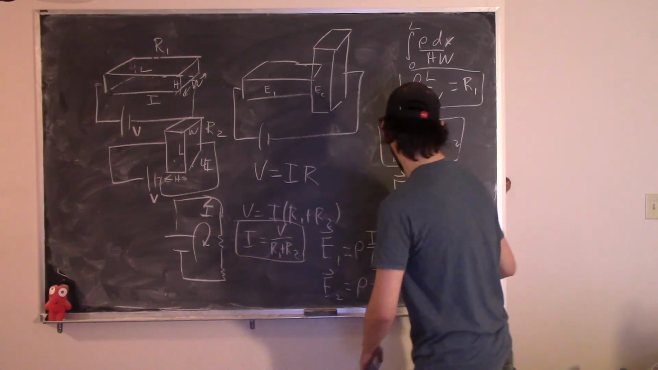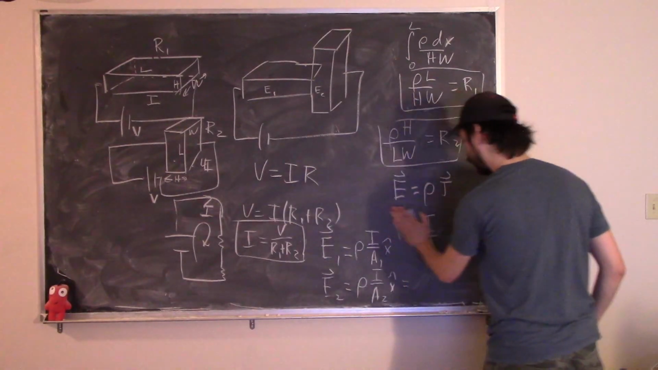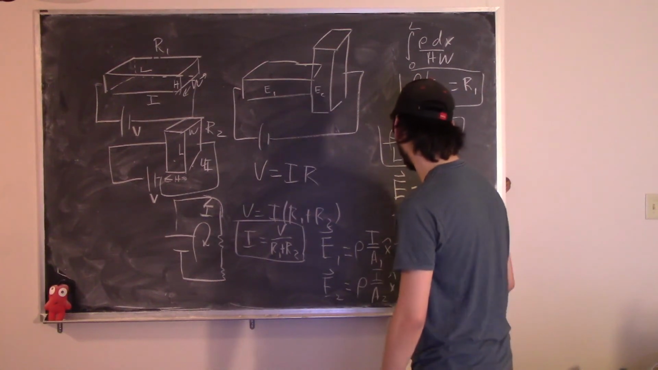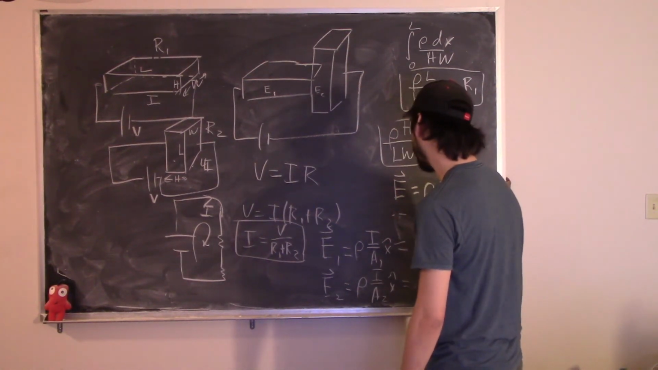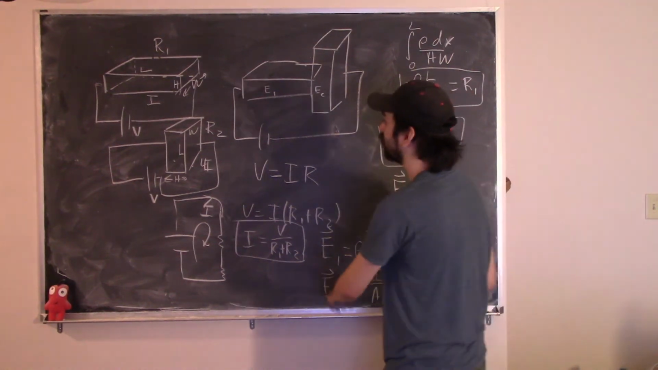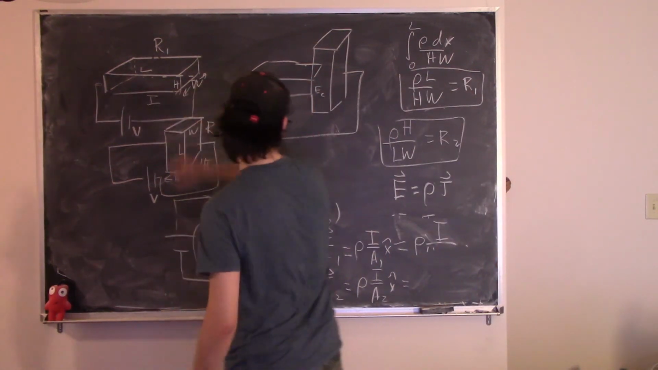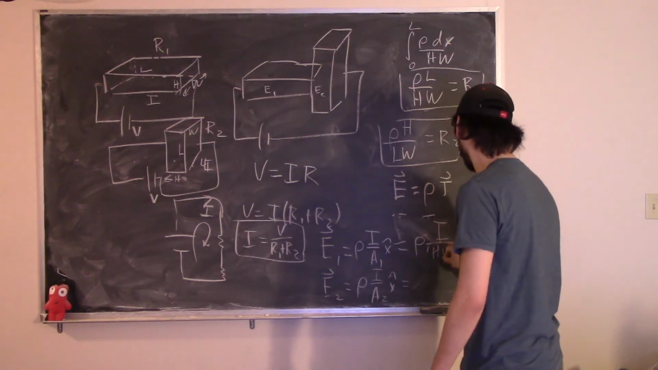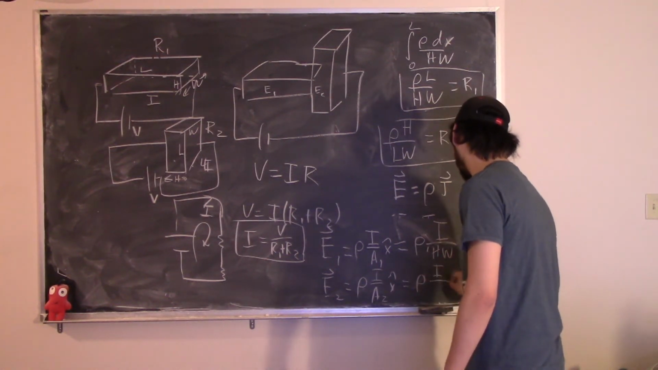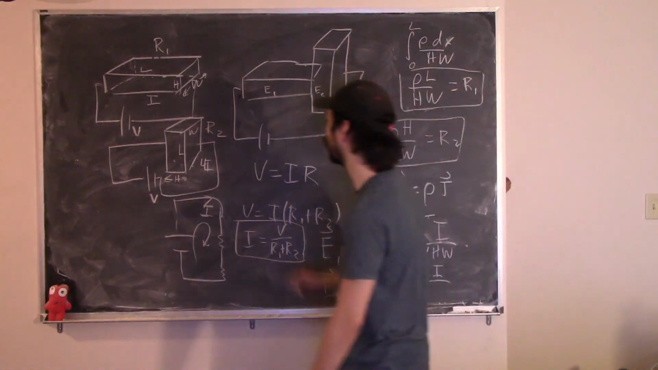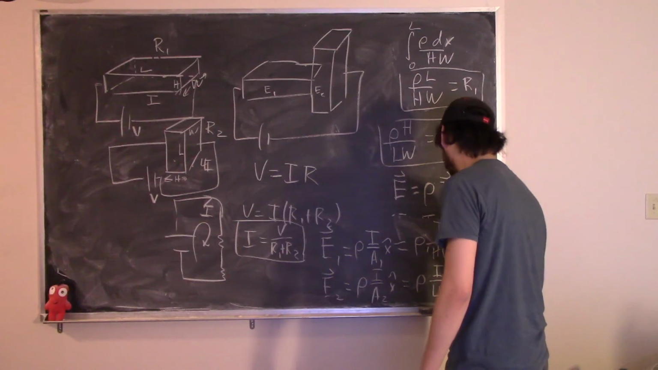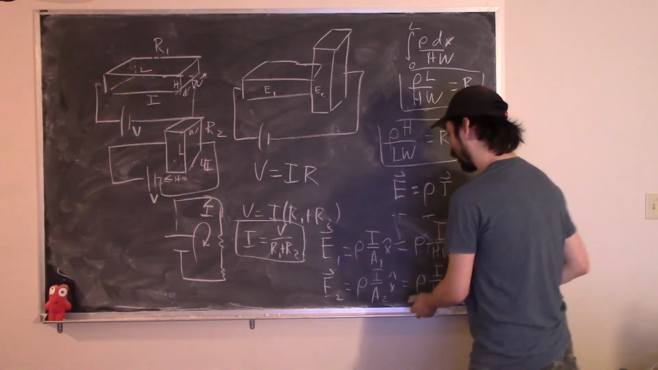And so this one, make sure I'm not frozen, we're good. This is going to be equal to rho times I divided by A1, which is going to be this cross-sectional area, which is HW. And then this one, rho times I divided by A2, which has a cross-sectional area of L times W. This one's L times W, okay? And so these are my electric fields.